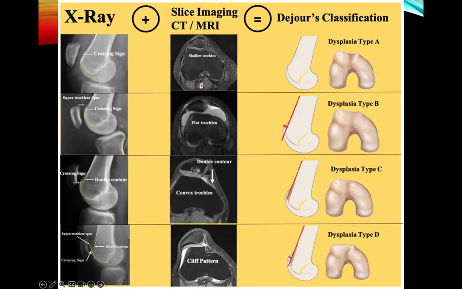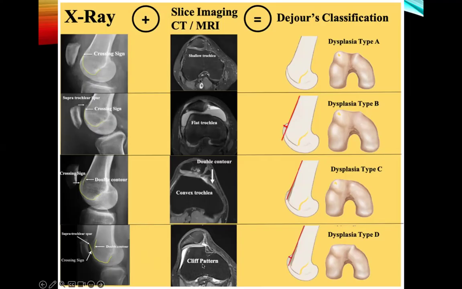So that is a double contour. Along with that, it has a convex trochlea. So this is type C. Then coming to type D, there is a supratrochlear spur as is there in type B, along with the crossing sign of types A and B and double contour sign of type C, with a cliff pattern of the trochlea. So all this is important in what we do further with the type.